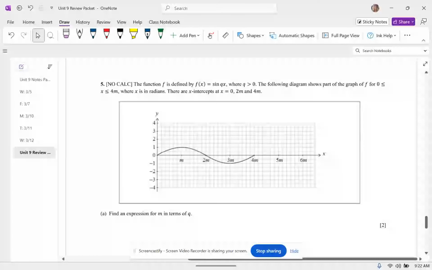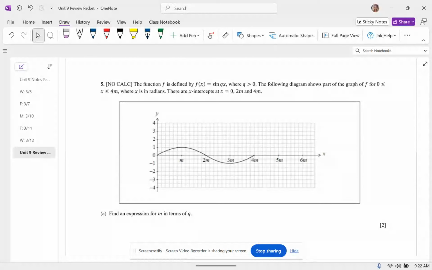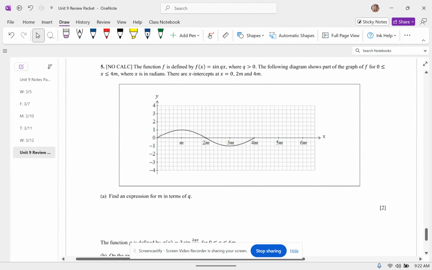All right, question 5. The function f is defined by f of x equals the sine of qx. So nothing has been done to this function other than we've altered its frequency. q is greater than 0. The following diagram shows part of the graph of f between 0 and 4m. So the interval goes from 0 to 4m, and q is the frequency, where x is in radians. There are x-intercepts at 0, 2m, and 4m. Find an expression for m in terms of q.